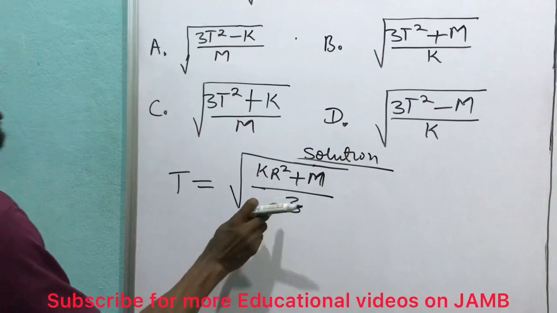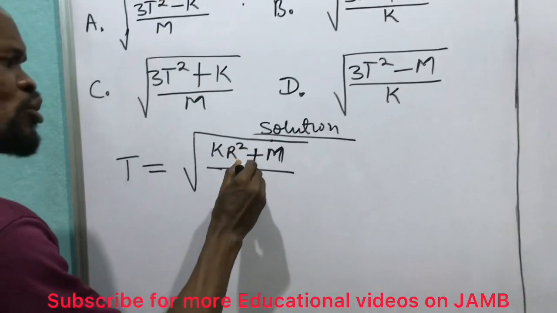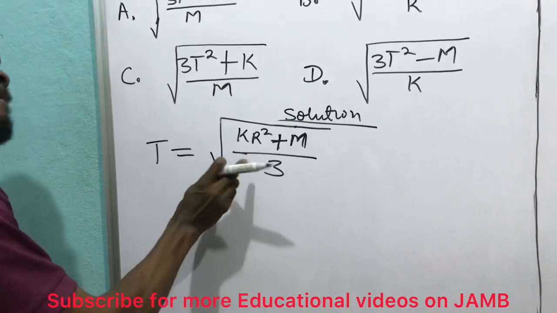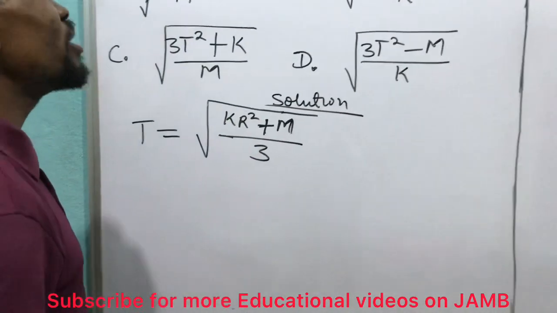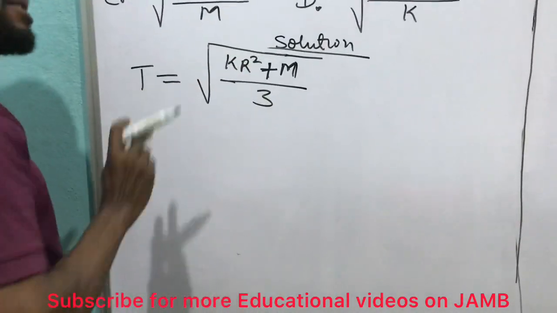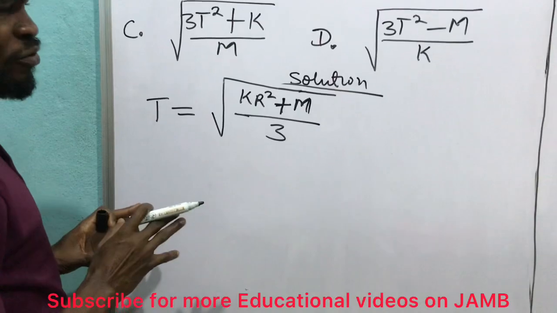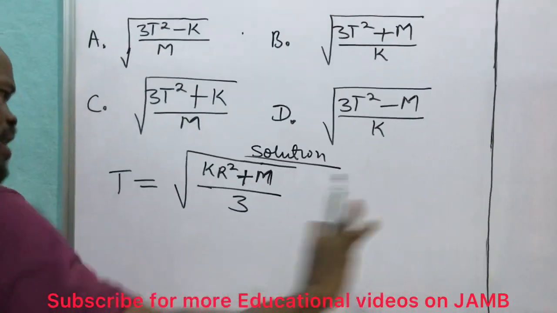I can make something that is inside the root the subject of formula without removing the root, because they asked me to make R the subject of formula. As it's inside the root, what will I do to remove the root? I square both sides. What will I do? I square both sides.